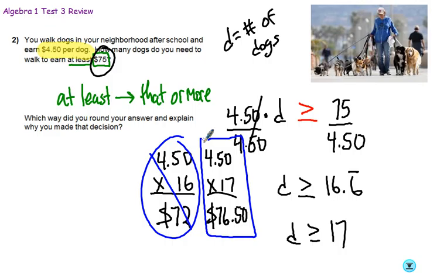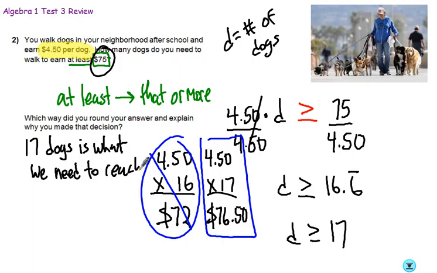And so the question then says, which way did you round your answer? Well, we rounded up kind of for two reasons. One is that walking 16 dogs wouldn't help us reach our goal. So there's kind of two things that we could say with this. 17 dogs is what we need to reach our goal of $75.